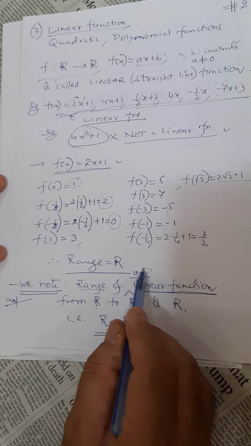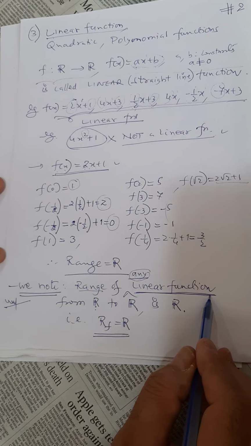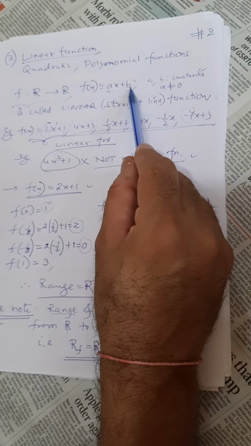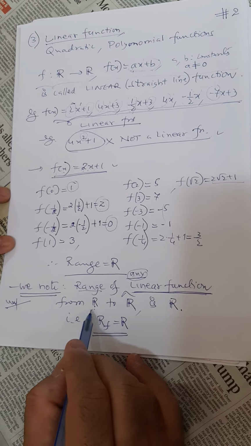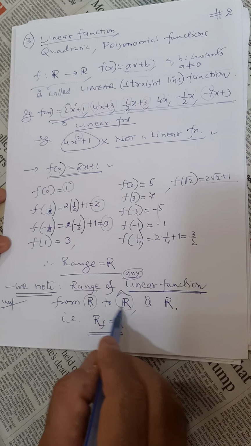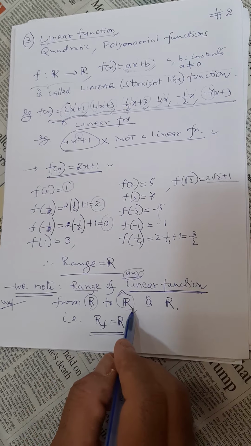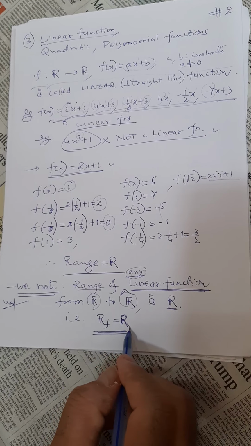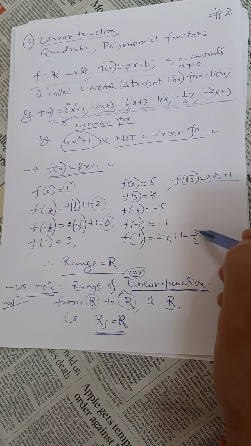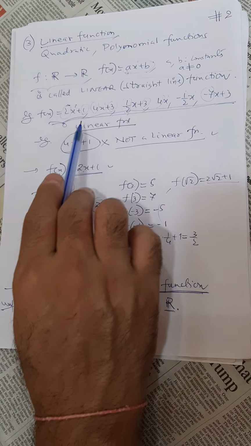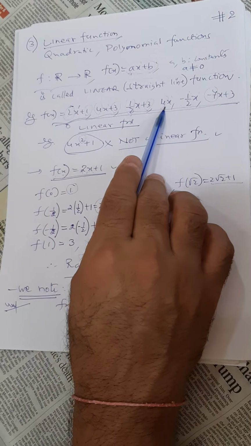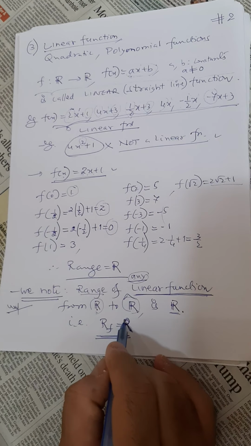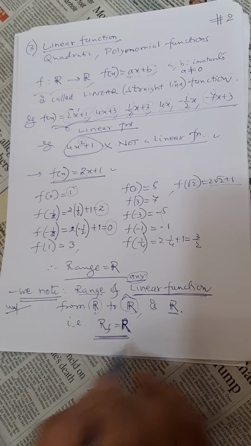Range of any linear function, I mean a function of this type, ax plus b, if it is from real numbers to real numbers, that is domain should be R and codomain should be R, is R, that is R_f equals R, all real numbers. You will get every number on the right hand side for any function. Whichever function I take, you can see that the range will be all real numbers, R_f equals R.